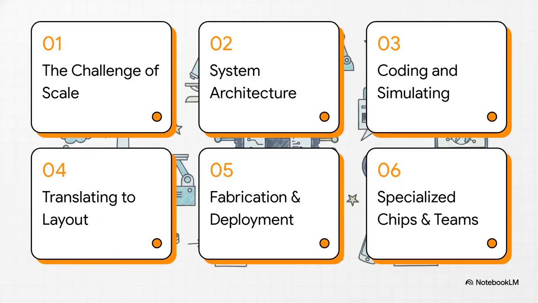To wrap our heads around this, we're going to break the whole chip lifecycle down into 6 main phases: the challenge of scale, blueprinting the architecture, coding and simulating hardware, translating logic to layout, fabrication and deployment, and lastly, specialized chips and teams. Let's get right into it.